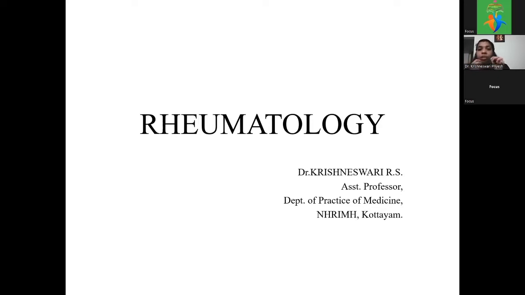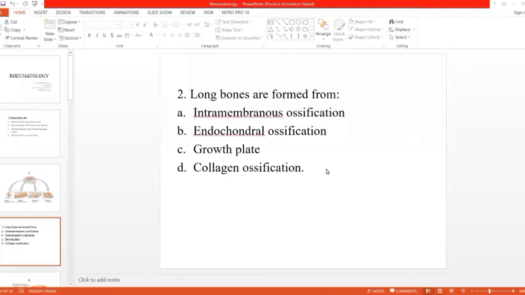Okay, so we will move directly. First question: long bones are formed from endochondral ossification. According to the formation, bone is divided into two: long bones and flat bones. Flat bones means bones of the skull. Long bones means our ordinary bones such as tibia, fibula, femur, etc. So long bones are formed from endochondral ossification.